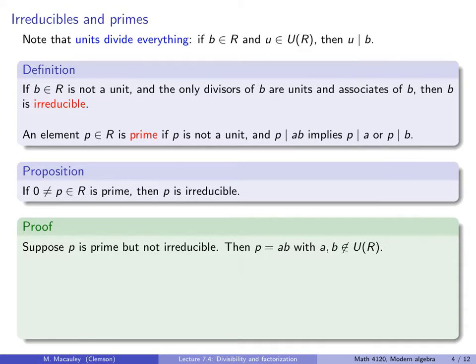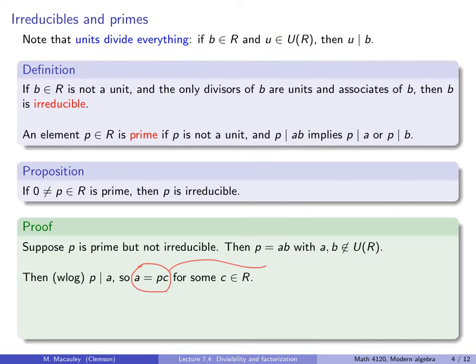So because p is not irreducible, we can write it as a product of two non-units, a times b. And so p divides a times b, trivially, it's 1 times ab. So it must divide either a or b because it's prime. Doesn't matter which one it divides. Then, without loss of generality, that's what this WLOG means, we can say that p divides a. And so a equals p times c for some c in the ring.